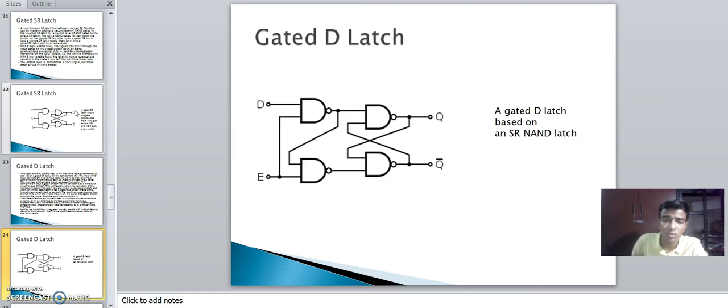This is the image of a gated D latch, and a gated D latch based on an SR NAND latch. As you can see, D and E are the inputs and Q and Q-bar are the outputs. It's basically built from NAND gates and AND gates.